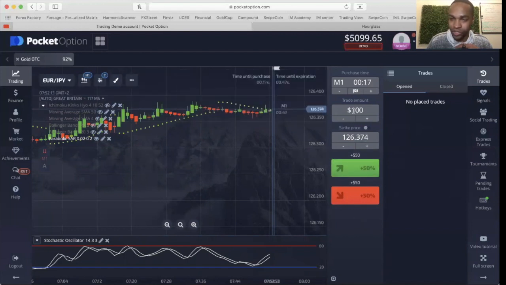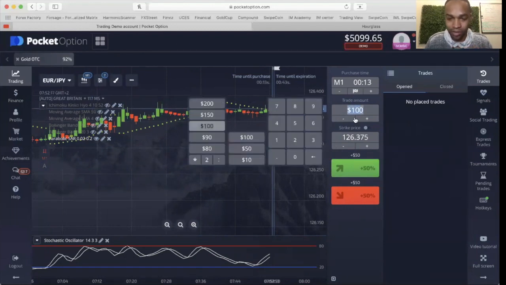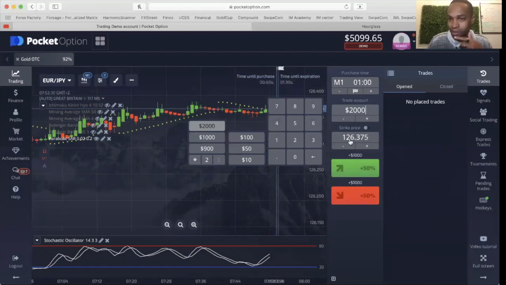This right here is where you change the dollar amount, and you can put any amount of money. So I have $5,099 in my demo account. You can put up to $5,099 and trade with that. Well, actually, let me see before I tell you guys. Let me see if I can put in 5,000. Well, it looks like the max is 2,000. Put in 3. Yeah, okay. So I stand corrected. The max is actually $2,000 per trade.